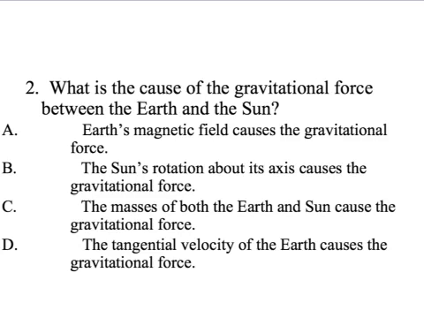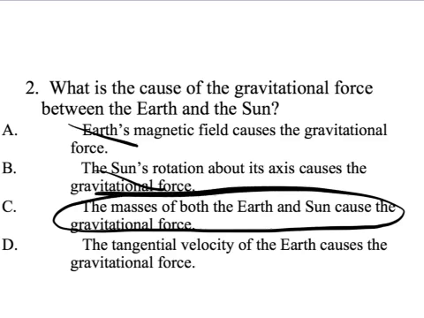What is the cause of gravitational force between the Earth and the Sun? A, the Earth's magnetic field causes the gravitational force. B, the Sun's rotation about its axis causes the gravitational force. Nope. None of these are right so far. But the masses of both the Earth and the Sun cause the gravitational force. That's it. The gravitational force is about mass, guys. So remember, mass is a key component of gravitational force.